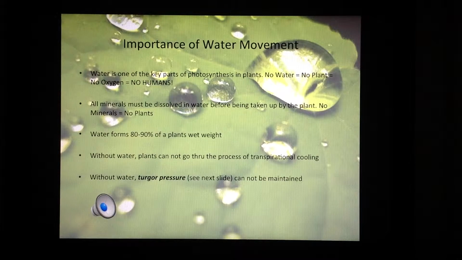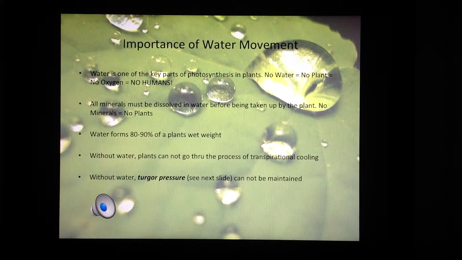Importance of water movement. Water is one of the key parts of photosynthesis in plants. No water equals no plant equals no oxygen equals no humans. All minerals must be dissolved in water before being taken up by the plant. No minerals equals no plants.